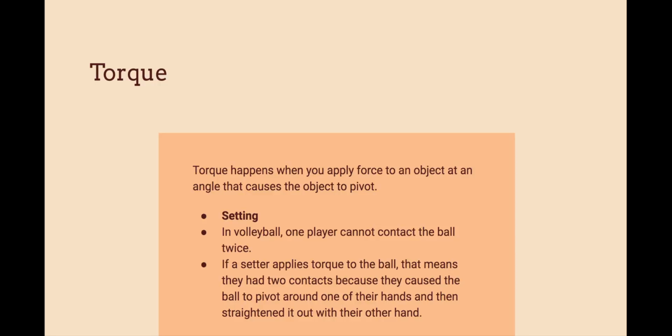And if a setter applies torque to the ball, that means they've had 2 contacts because they caused the ball to pivot around one of their hands and then use their other hand to straighten out the motion of the ball. So you don't want torque when you set, and if you torque the ball, you lose the point.